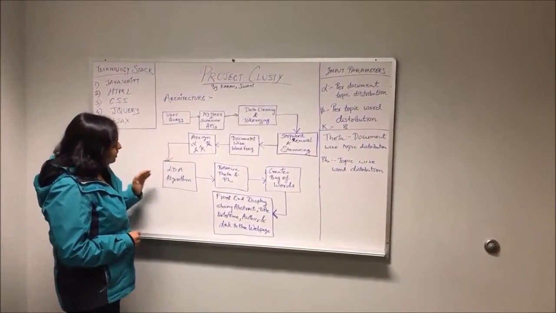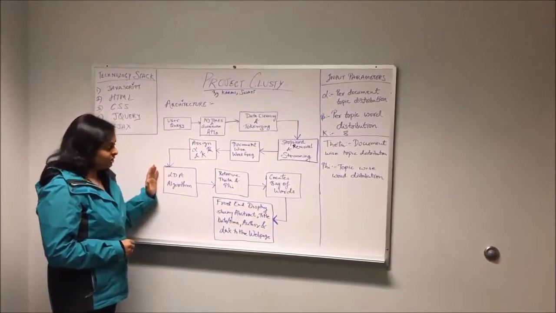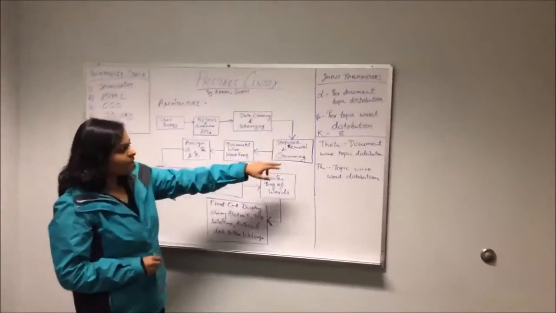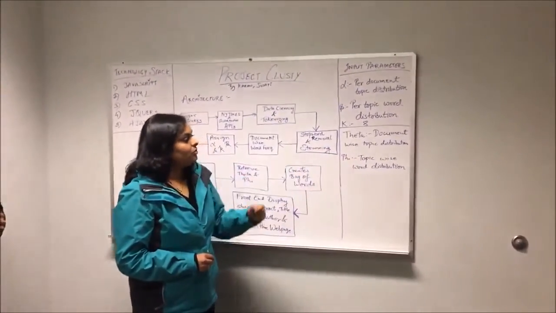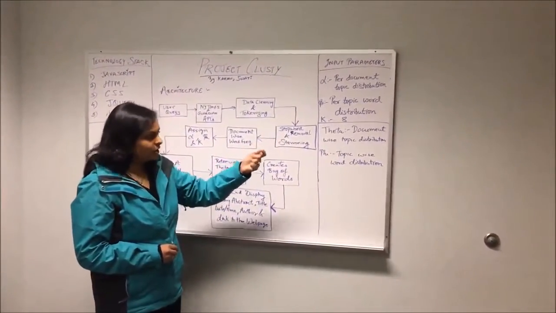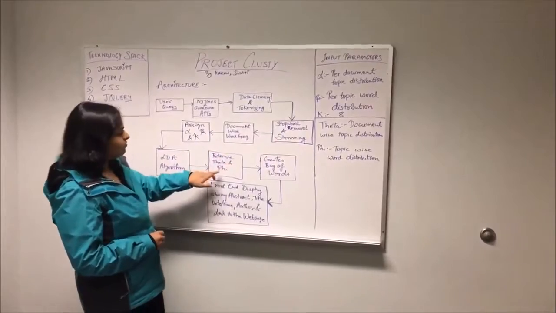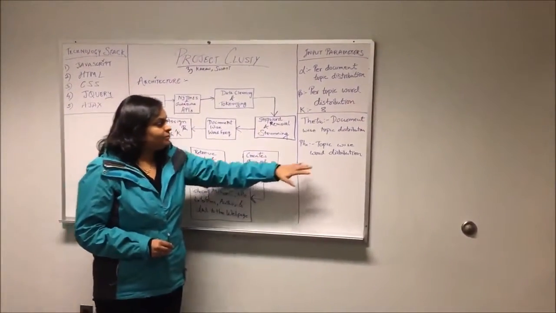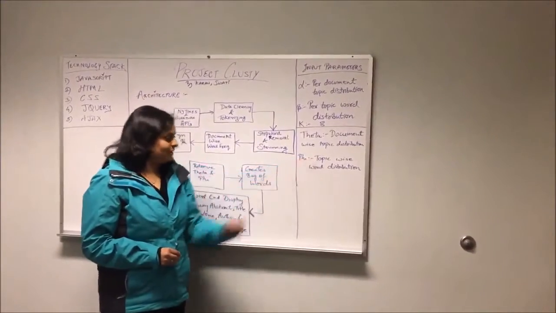So when we give all this input to the LDA algorithm, it gives us theta and phi. Theta is the document-wise topic distribution, along with the probability of that topic belonging to that document, and phi is the topic-wise word distribution, the probability of that word belonging to that topic.